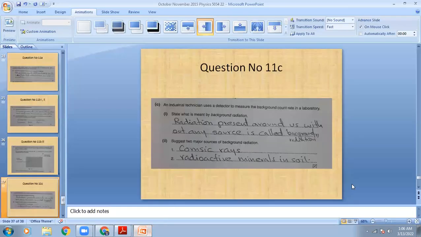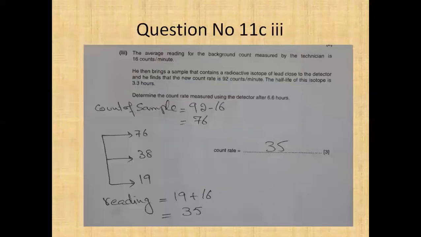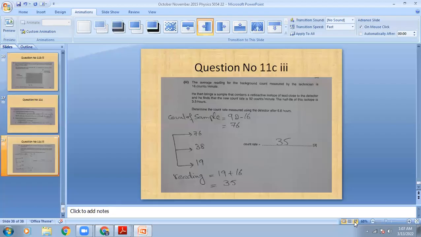So you see what I will do. From the reading, I will subtract the background first of all, 92 minus 16, and that will give you 76. So when the two half lives will pass, after the first half life, the 76 will become half, so you're left with 38. And when the second half life has passed, the 38 will become half and it will become 19. Now, what will be the reading? The reading will be the reading due to the pure sample plus the background. So the reading on the instrument will be 35. So that was question number 11, and it's C, third part.